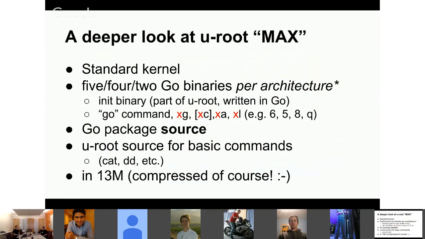But the max, just to give you an idea of the rough look, if we only had one architecture supported, it would just be fewer binaries. There's a standard kernel, and then actually Go is changing a little, so it's sort of 5 or 4 or 2 Go binaries per architecture. I'm not so sure anymore how many, but there are fewer. And those binaries have names like 5G and 5C and 5A and 5L. They picked the Plan 9 naming convention for compilers. And then they go package source. And all that stuff packs into 13 meg with LZMA. So that's the rough layout.